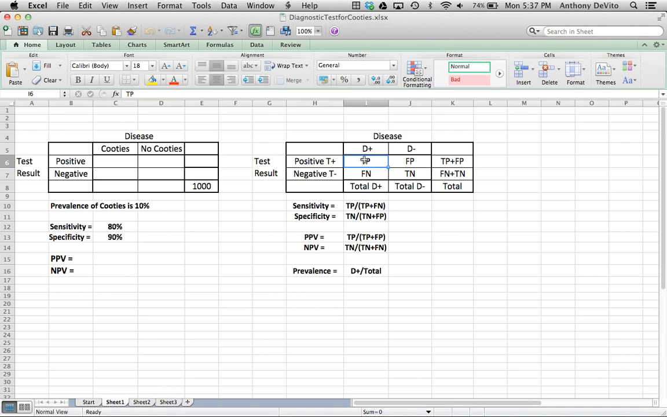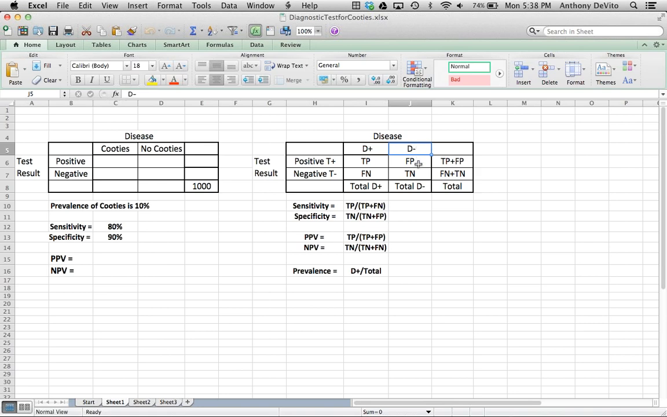This person over here has the disease and tested positive. We call that true positive. That's what the TP stands for. This person tested negative. He has the disease, but he tested negative. So we call that a false negative.